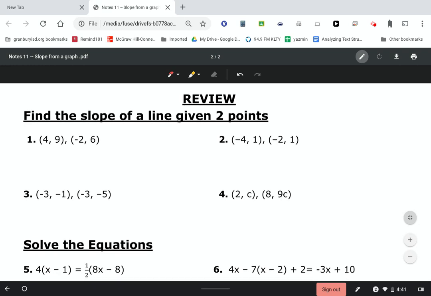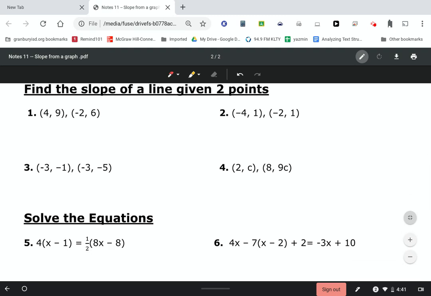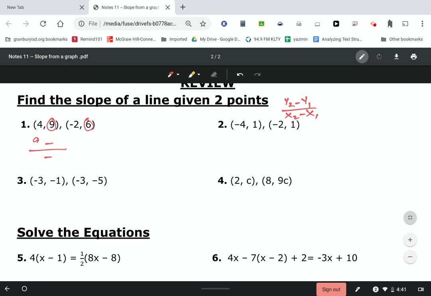And this is just reviewing what you did yesterday, which in this situation, remember we're going to use the formula y2 minus y1 all over x2 minus x1. And one of the ways that I showed you was to circle the second number, dash, line, dash, circle, circle, dash, line, dash. So I put the 9 and the 6, and then the 4 and -2. So 9 minus 6 is 3. This minus a negative becomes a positive, and this is 6. So each of these numbers here are divisible by 3, so this would give me 1/2 as a final answer.